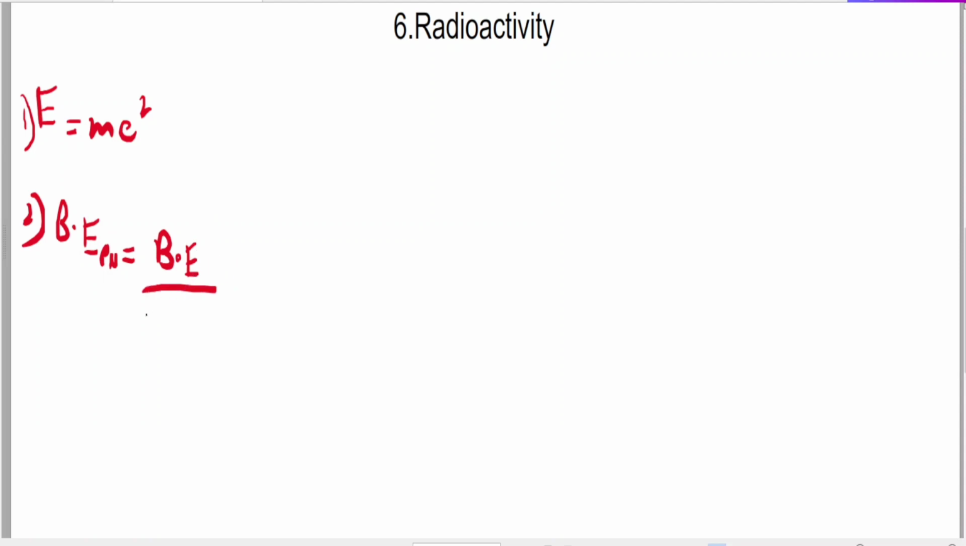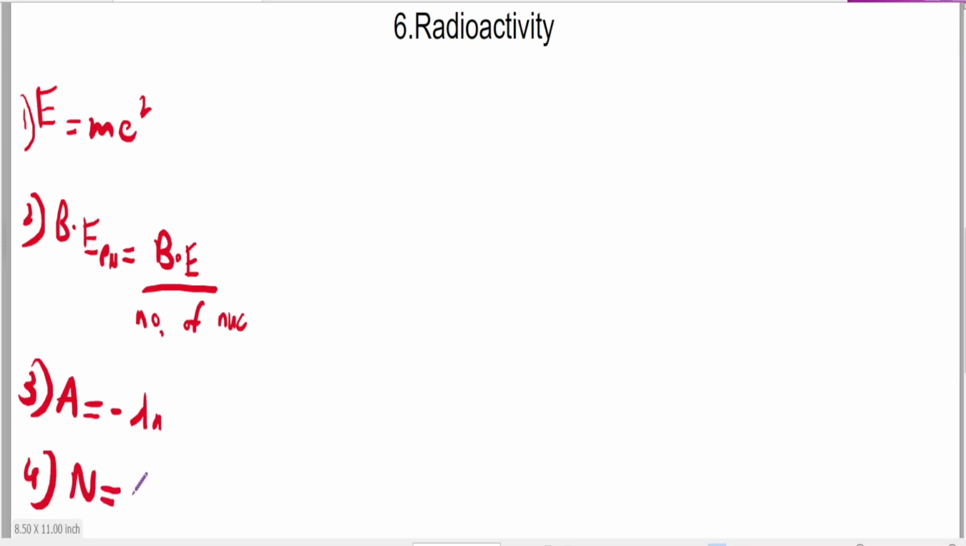Moving on to radioactivity, E equals m c square, where m is the mass defect and c is the speed of light, and E is the binding energy. Binding energy per nucleon equals the binding energy over the number of nucleons. Activity equals negative decay constant into number of molecules.